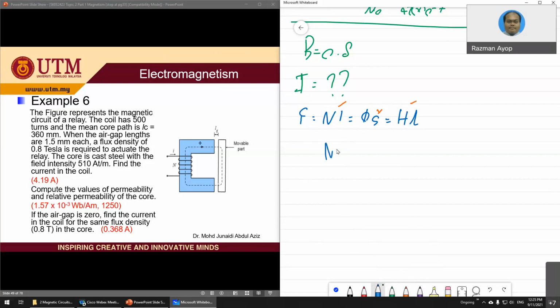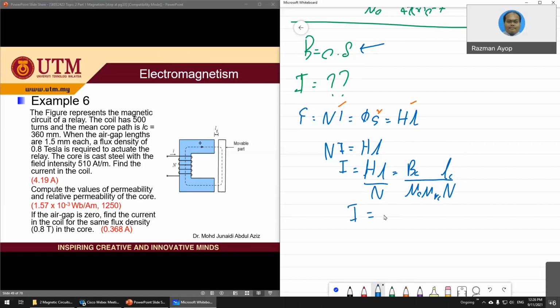So Ni equals H L. You want to calculate the I, right? So I equals H L divided by N. Because they will only have B, H is equal to B divided by mu naught mu r. So it is L of the core, mu r of the core, N is N, and B is of the core.